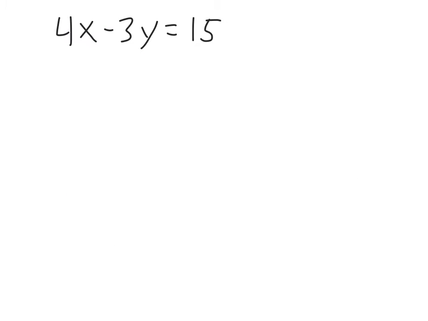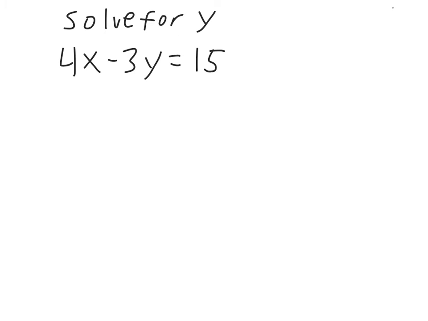Alright, so in this problem we have 4x minus 3y equals 15. And I want you to solve for y. So I want you to get y so it's completely by itself. So first, you need to take this 4x here and bring it to the other side. It's a positive 4x, so we need to subtract it.